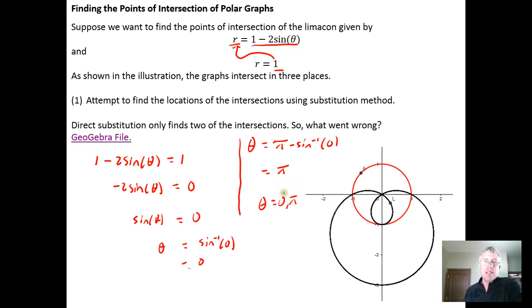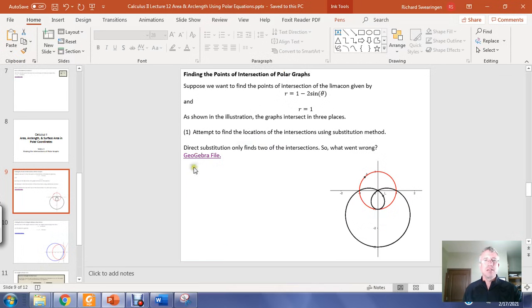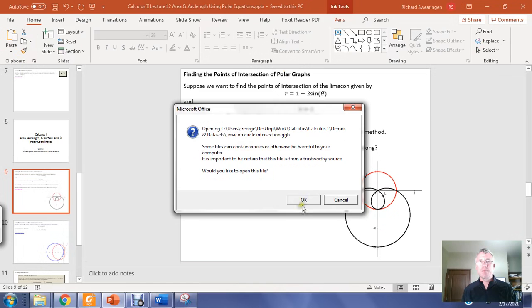The idea here is that substitution appears to have found this intersection. This is 0 radians, and it appears to have found the intersection at pi radians, and the solution process using substitution seems to have failed to find this intersection. And what we want to do is identify why sometimes we are unable to find an intersection using this technique, and we'll do it by taking a look at the GeoGebra file that we have that goes with this.